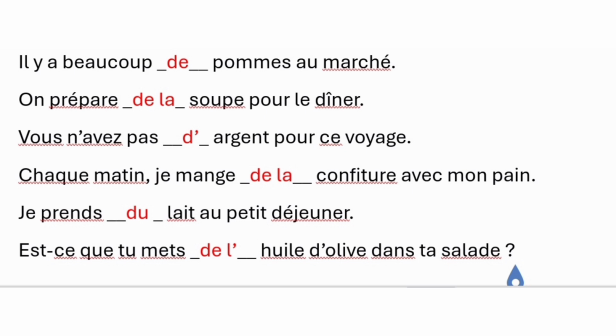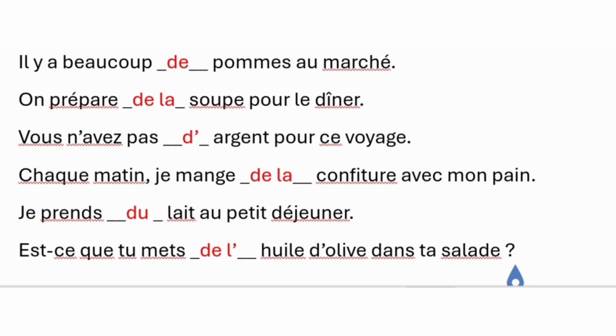Pain is bread. Then, je prends dash lait au petit déjeuner. I have some milk at breakfast. Lait is masculine, therefore du. Je prends du lait au petit déjeuner.